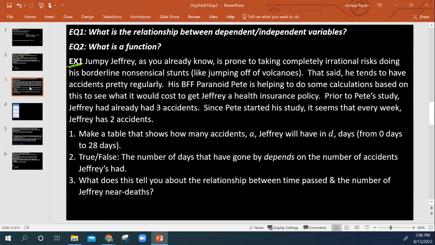If you want, go ahead and take a second to read this. You can hit pause and read this problem on your own if you want. Okay, so otherwise, I'm going to get started here on number one. Number one is asking us to make a table that shows how many accidents A, Jeffrey will have in D days, going from 0 days to 28 days.